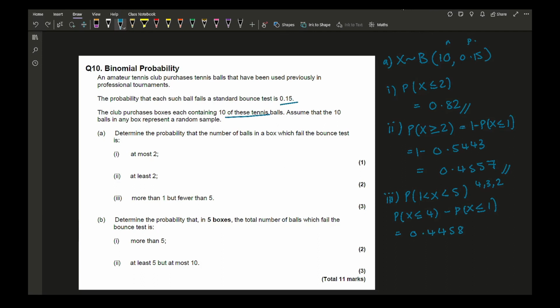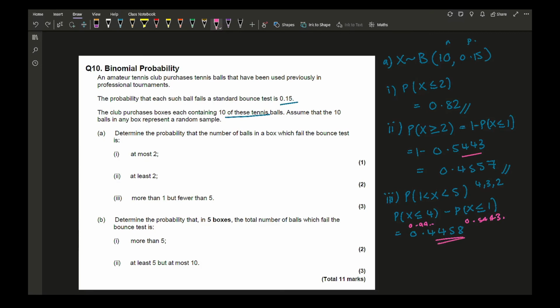0.448. Now if you've done it the inequality way, then this value here should be roughly around 0.99. We should have 0.99 something, and this one here is going to be 0.5443. And you should get your correct answer, 0.458.